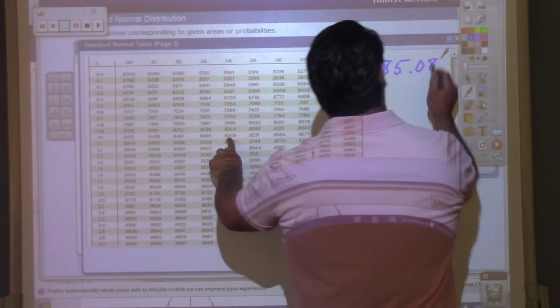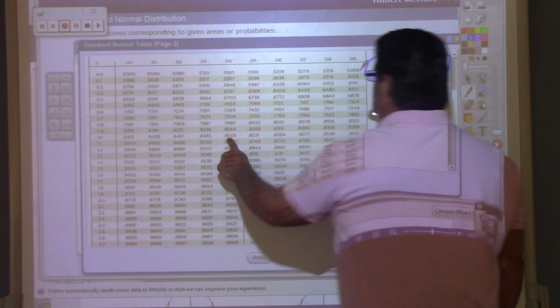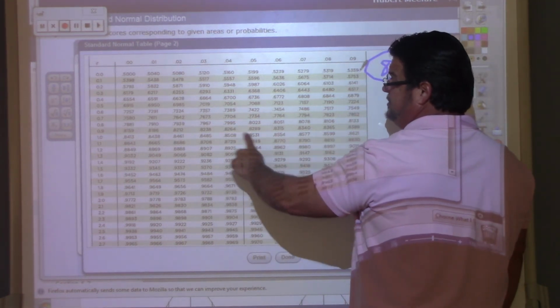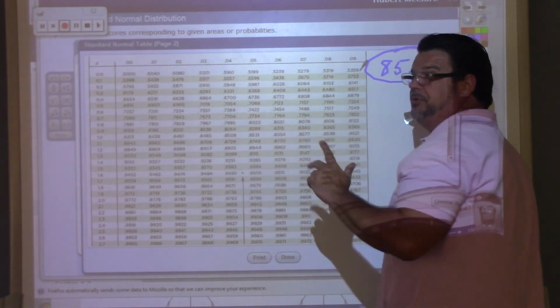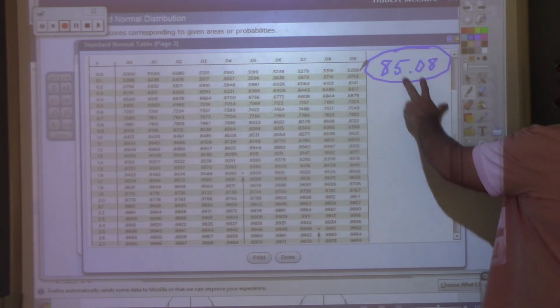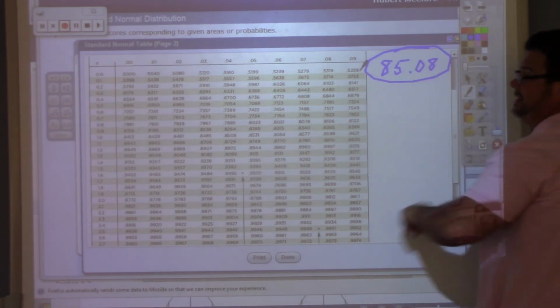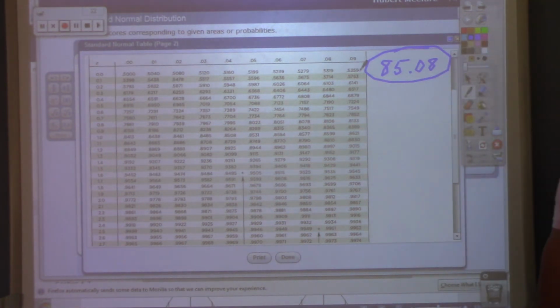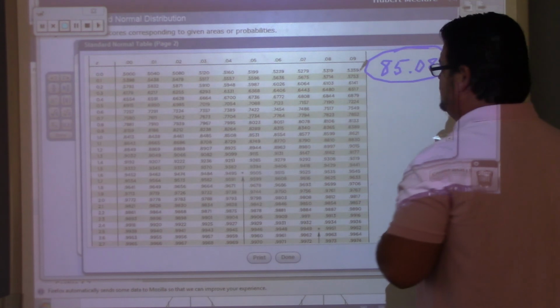Now, the reason I tell people to change it to dollars and cents is sometimes it's not going to fall on these numbers exactly. Sometimes it's going to fall between them, and you've got to decide which one's closer. And if I change that to $85.08, and it's between these two guys, then you're going to be able to tell a whole lot quicker which one's closer. And we'll get to that when we get to one of those problems.